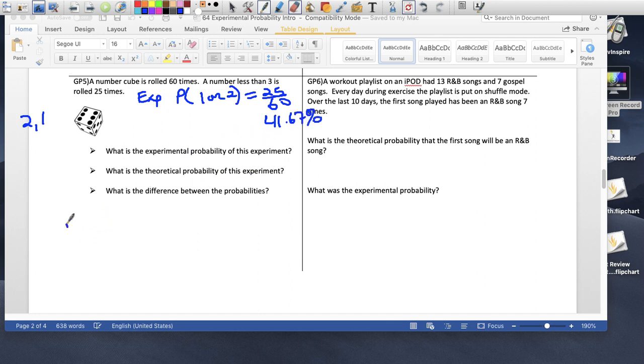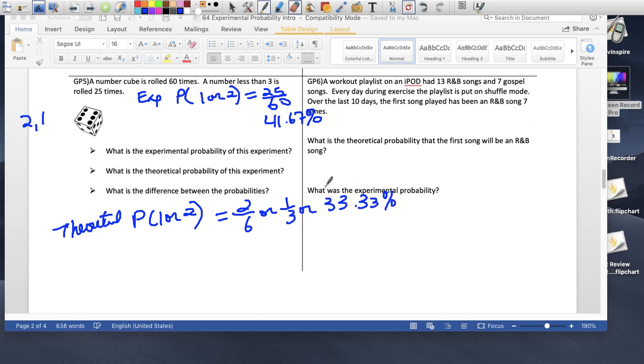What's the theoretical probability? Well, the theoretical probability of landing on 1 or 2, because you want all the numbers that are less than 3, right? So theoretical probability, 1 or 2 is, well, there's 2, right? 2 out of 6, or 1 out of 3, or 33.33%. So did he land on 1 or 2 33.33% of the time? No, he landed a little bit more in our experiment, right?